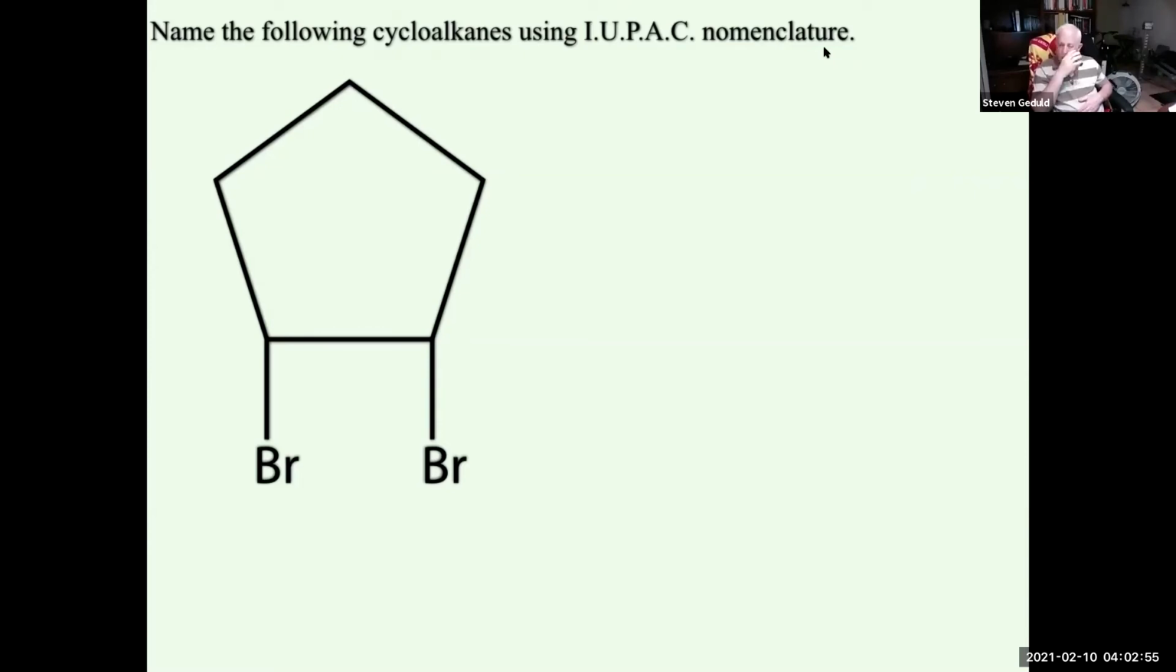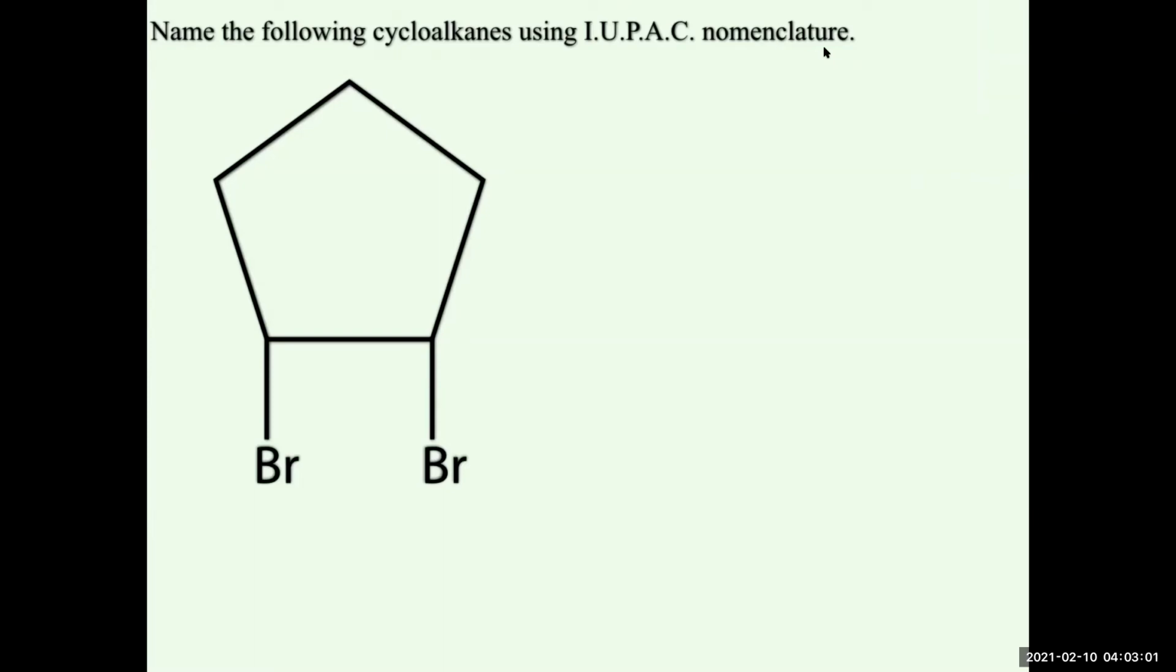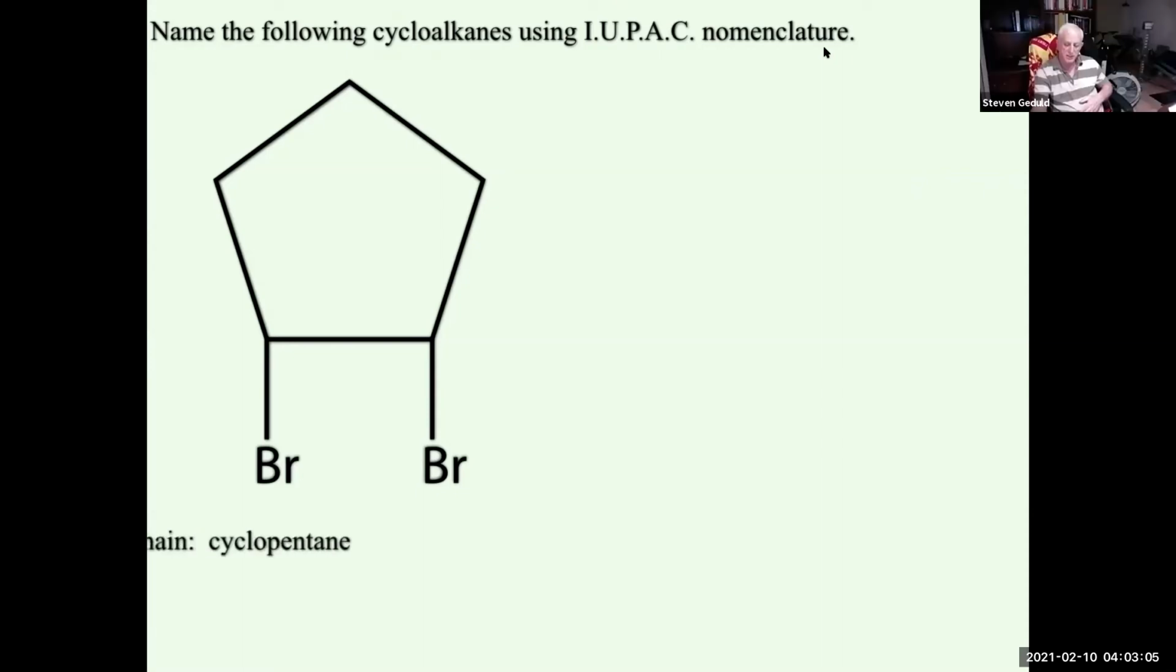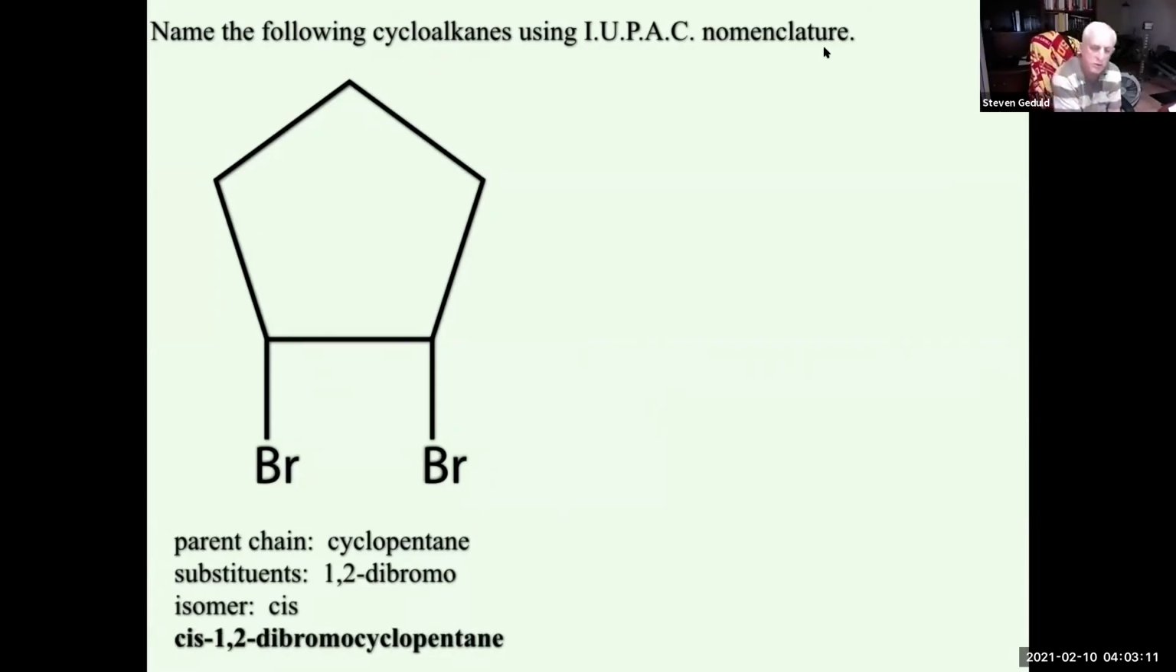They're bromo. So it's 1, 2. It's, I'm sorry, cis 1,2-dibromo cyclopentane. Parent chain is cyclopentane. So there are 1, 2 dibromo, and it's cis. So it's cis 1,2-dibromo cyclopentane.